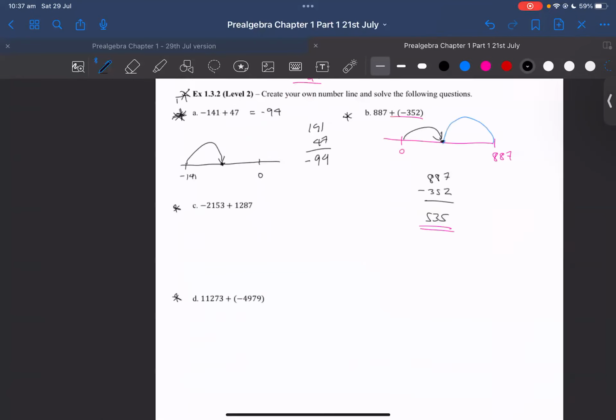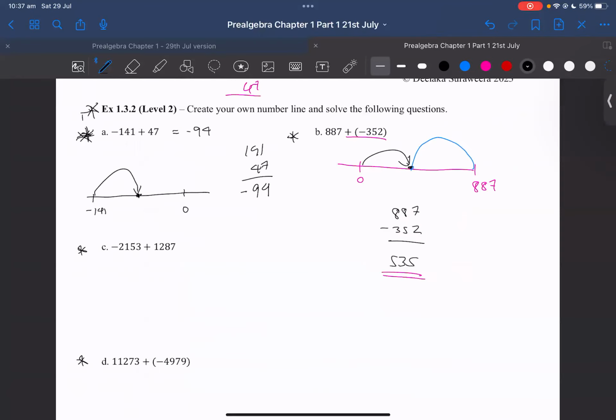All right, and then C, negative 2153 plus 1287, right? Who hasn't finished that, by the way? If you haven't finished it, we can give you more time. All right. What's the answer? So we got the answer. Yeah. 866. Positive or negative? Negative. Yeah, good. It's negative 866.